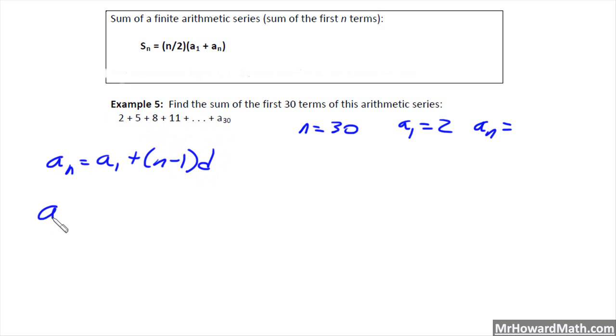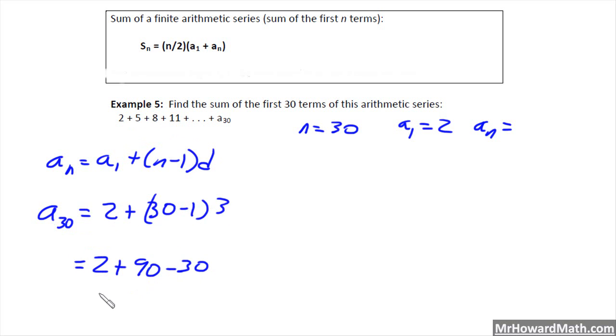So for us, a sub 30 is what we want to find, is equal to a sub 1, 2, plus the quantity 30 minus 1, because we're finding the 30th term here, times the common difference. The common difference is 3. It's going up by 3 at a time. So that equals 2 plus 90 minus 3. So equals, let's see, 90 minus 3, 87 plus 2, 89. There we go. 89 is the last term.